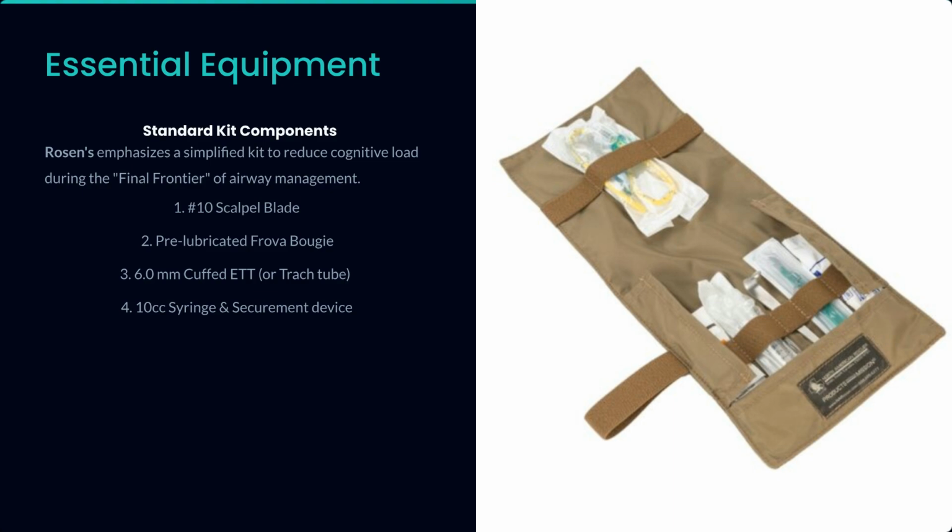Essential equipment should be simplified to reduce cognitive load. A standard kit includes a number 10 scalpel blade, a pre-lubricated Frova bougie, a 6.0 mm cuffed ETT, and a 10 cc syringe with a securement device.